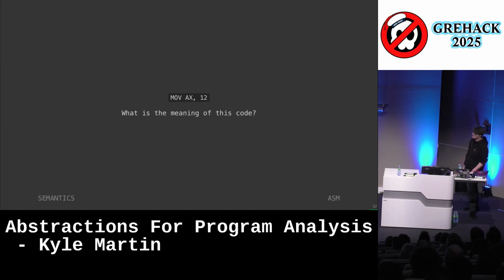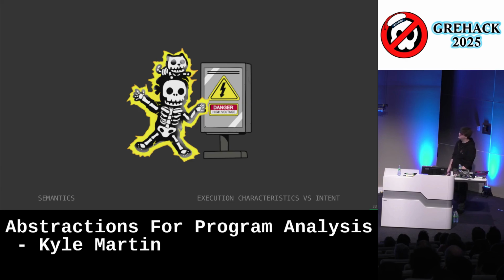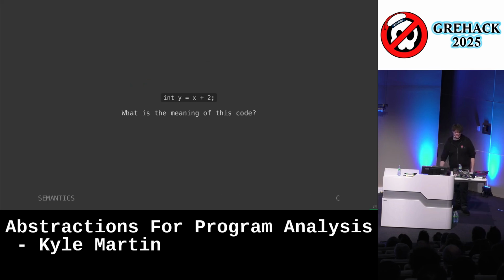Assembly instructions by themselves are kind of meaningless. They don't have intent baked into them. And now, engineers sometimes get upset at me for saying this, because they're like, no, the semantics of that are definitely that it moves the bits of 12 into the A register. But that's only true if you're an emulator engineer. You only care about the execution characteristics of the instructions, not the semantics, not what it means. As program analyzers and reverse engineers, we care about why things are happening the way they do. We need a higher level understanding.